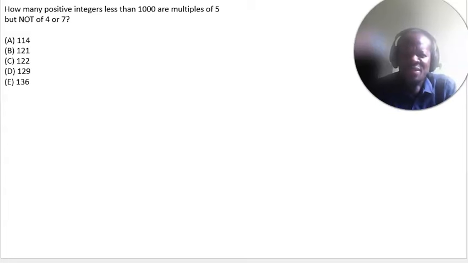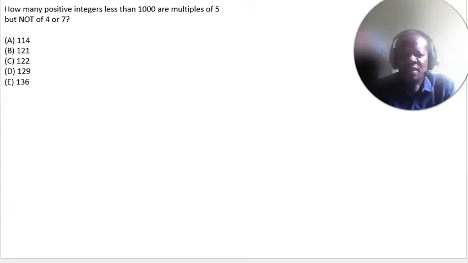The question we have to treat is very interesting. So let's just go ahead and take a look at it. How many positive integers less than 1000 are multiples of 5 but not of 4 or 7?